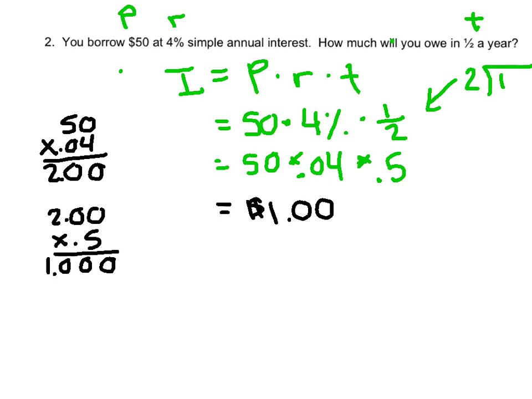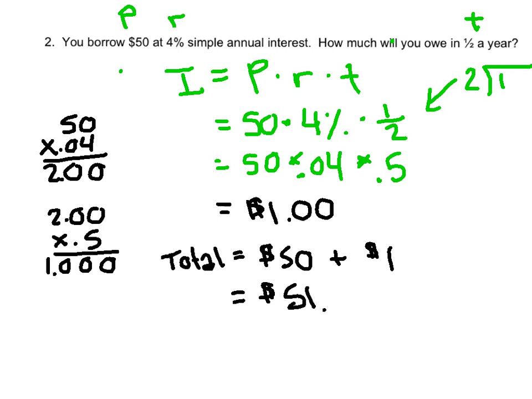Now because the question is asking how much will you owe in half a year, meaning how much you have to pay back total, you're going to have to do total is equal to $50 plus that $1. Hopefully you can do this in your head. So total, you will have to pay back $51. Okay, so it's the same format. You plug in your principal, your rate, and your time.